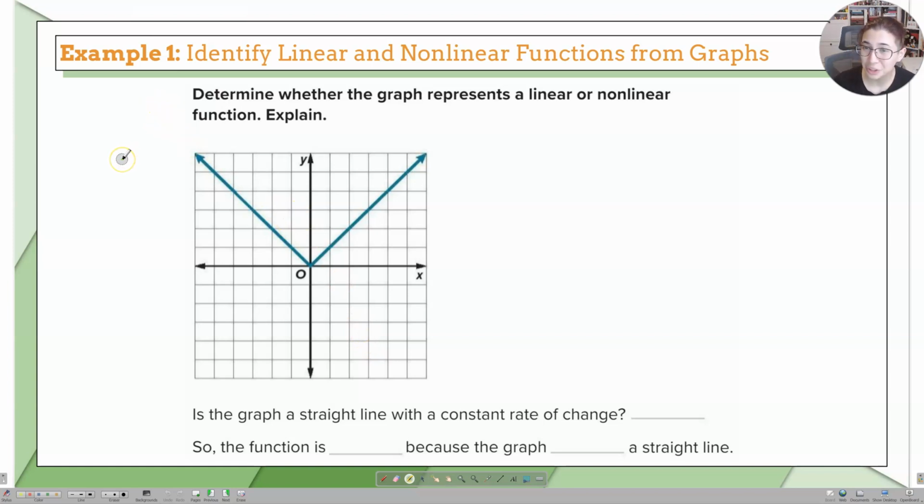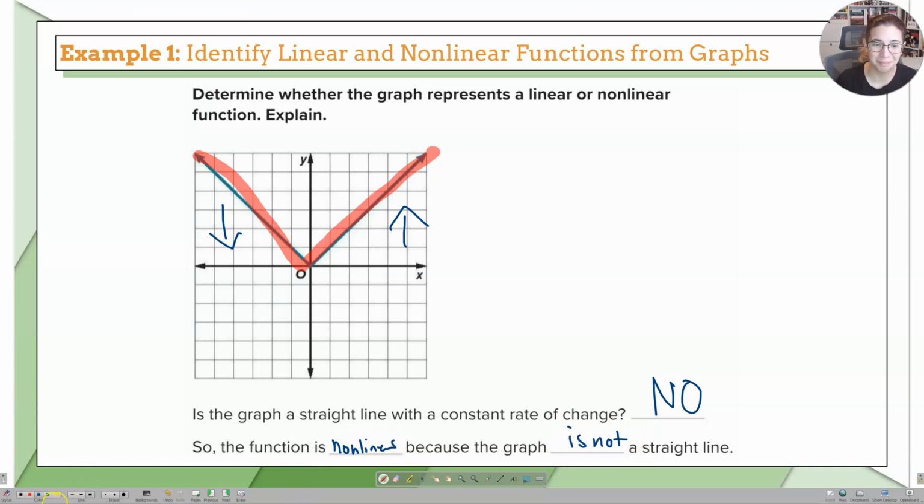Example 1. Determine whether the graph represents a linear or nonlinear function. Explain. So, is this graph a straight line with a constant rate of change? I would argue maybe it's two straight lines. But it's definitely not a constant rate of change, because the left one is a negative slope, and on the right side you have a positive slope. So the answer is going to be no. So the function is nonlinear because the graph is not a straight line.